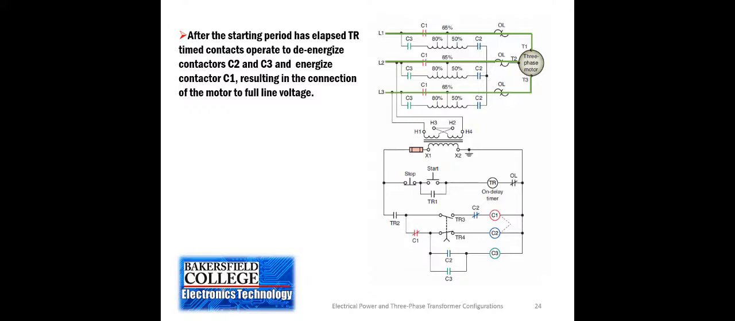And if you want to, why don't you pause the presentation at this point and look at the control circuit portion of it so that you can see how the time delay contacts are allowing us to shift between C1 and C2, and also how C3 gets pulled out of the circuit once the time delay is completed.